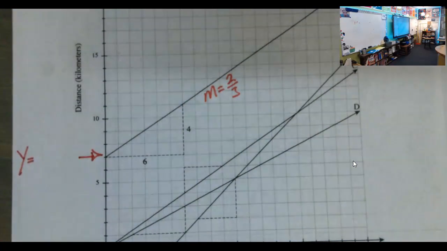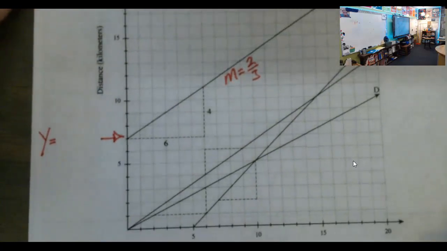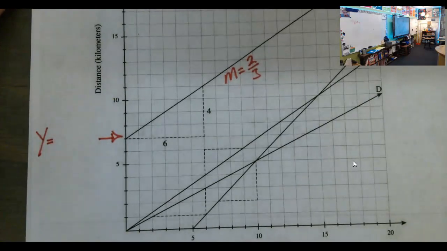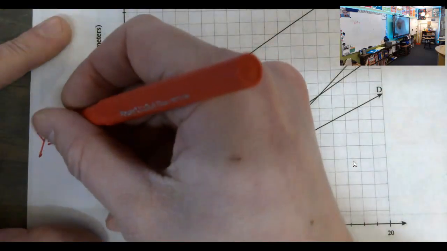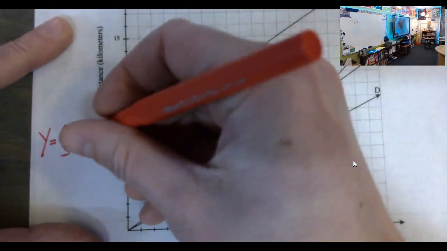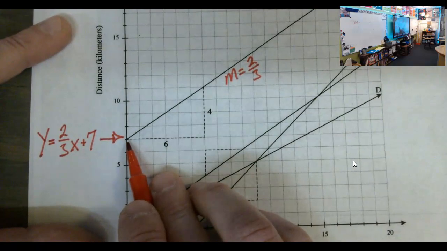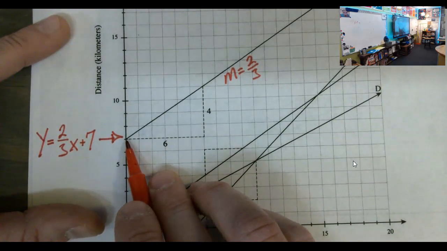All right, equations always start with y equals. Alex? Y equals 2/3 x plus 7. Yeah, it's always your slope times x plus your y-intercept. Which you start with. Guys, be careful saying this is where we start.